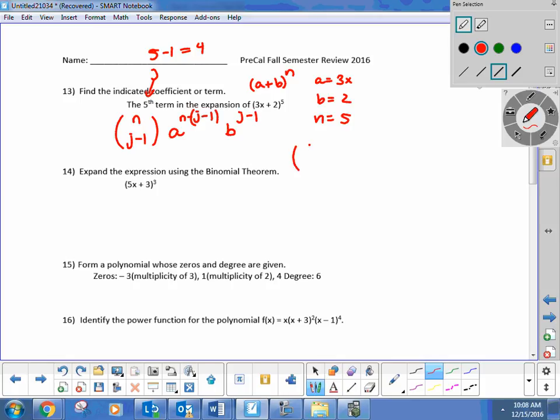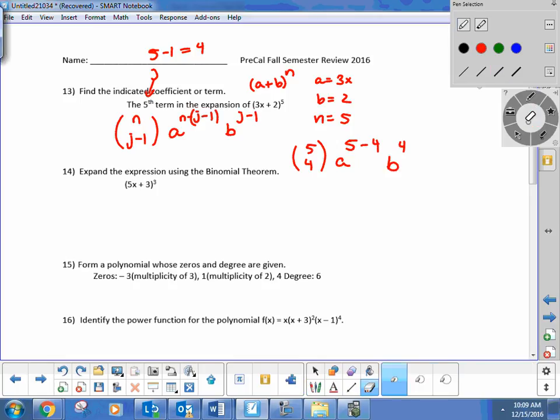I go ahead and write this as 5 choose 4, a to the 5 minus 4, b to the 4th. Oh, and I know exactly what a and b is because I already solved for that as well. This is 3x, and over here this is 2.